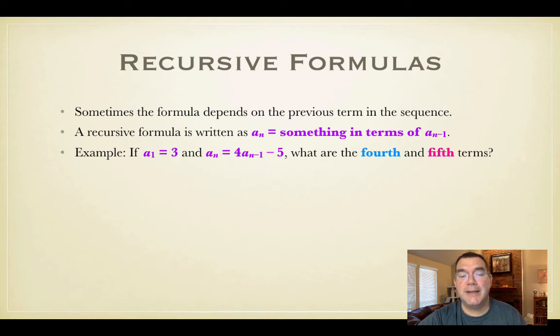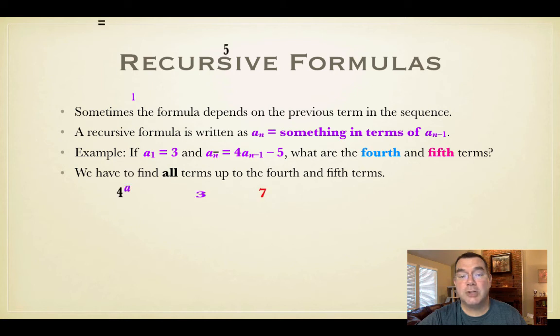So for example, if I start a sequence and the first term is 3, a_n equals 4a_(n-1) minus 5. What that means is, to figure out any term, I will take 4 times the previous term and subtract 5. So I want to know what the fourth and fifth terms are. Unfortunately, that means I have to go through all of the terms to get to the fourth and fifth terms. So the second term is going to be 4 times the first term minus 5.